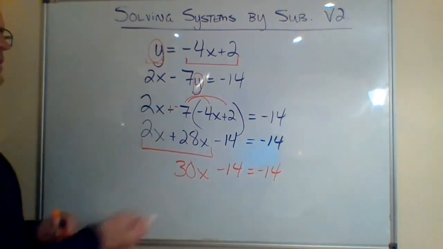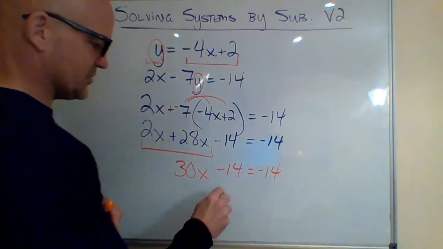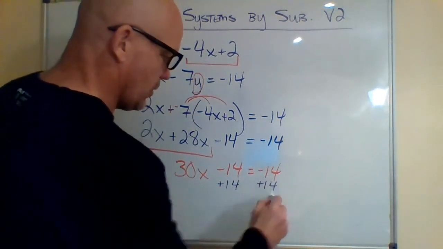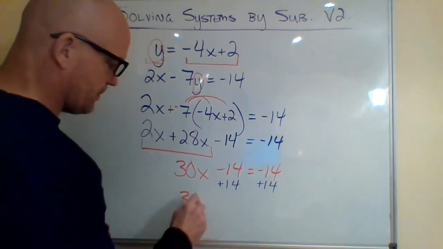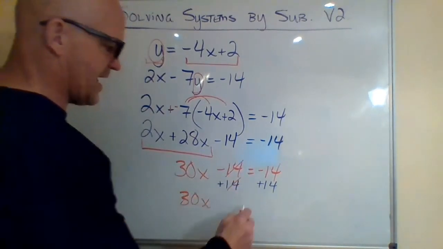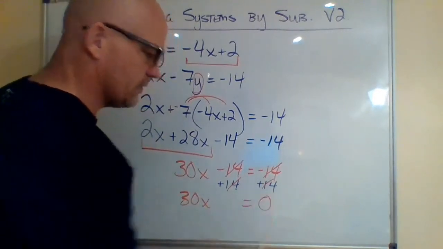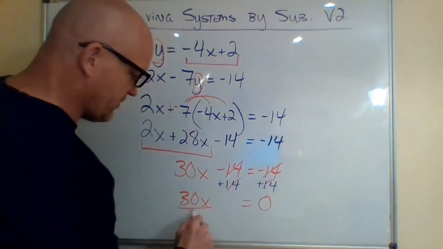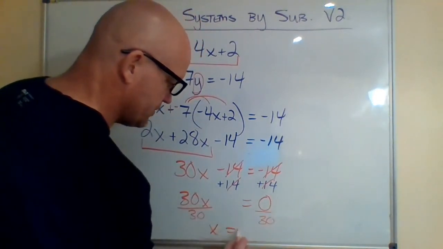At this point, we're going to solve that by adding 14 to both sides. And that dreaded thing's going to happen again. We're going to add 14. Hopefully I can fit this all in. We've got 30x here. 14's cancel out, and guess what? Did that on the other side as well. That, of course, gives you 0. Don't be afraid of 0. So, of course, we would then divide both sides by 30, and we get an x value of 0.